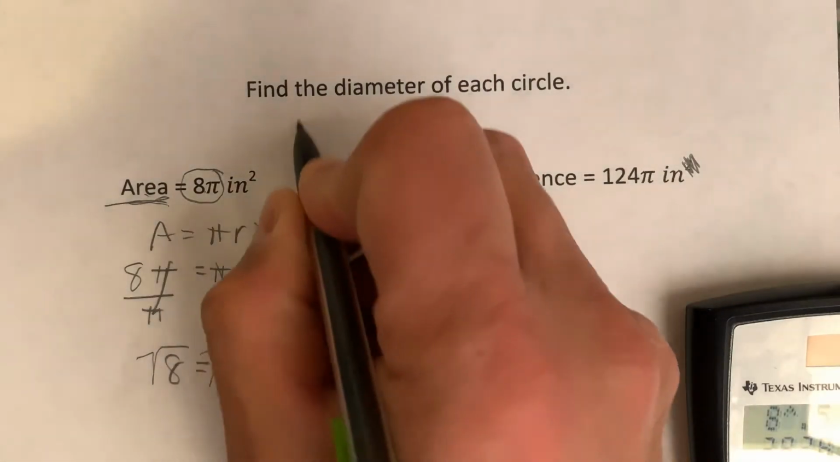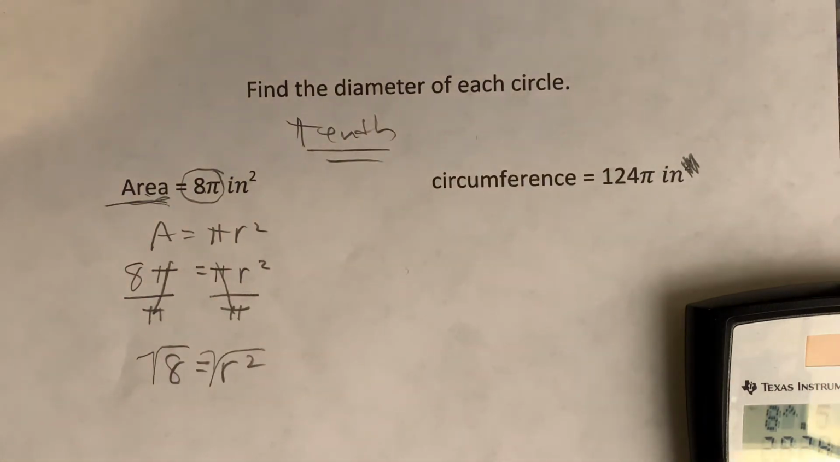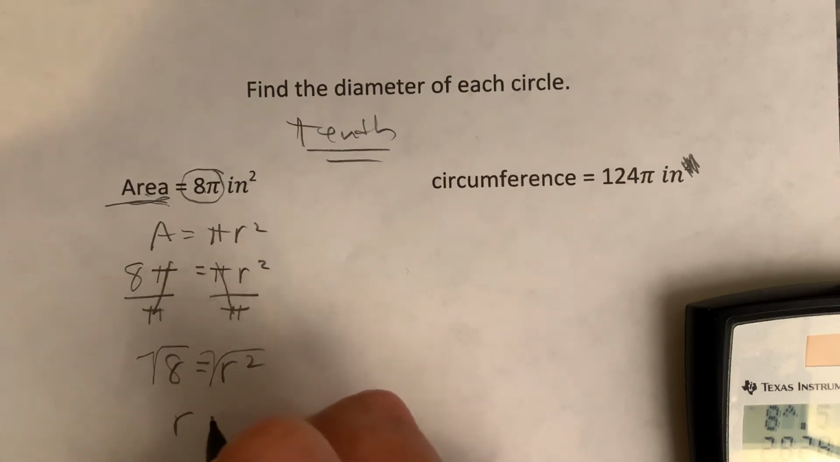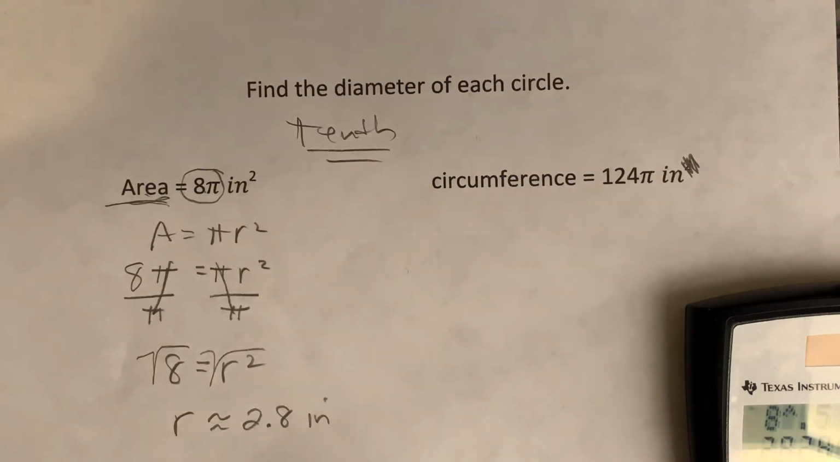And we're on the nearest tenth still. Let's focus on the tenth. So I'm going to say it's 8.2. I'm sorry, it's 2.8. So it's just 2.8. So the radius is about 2.8 inches.